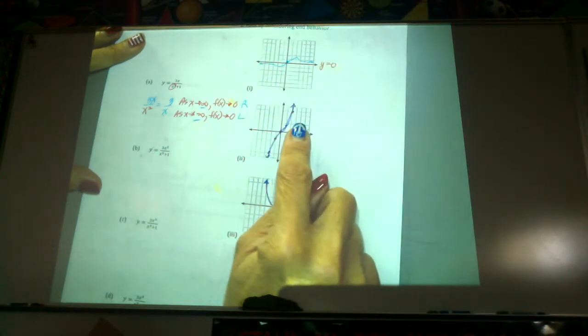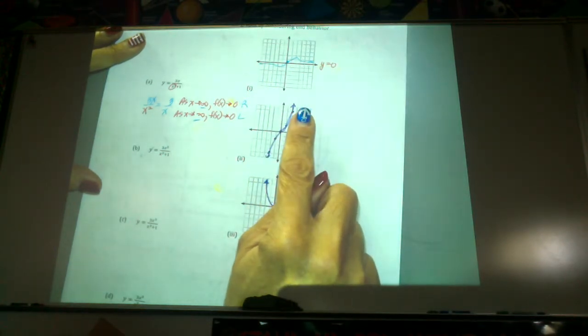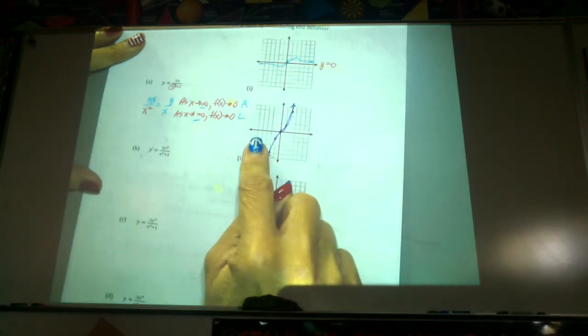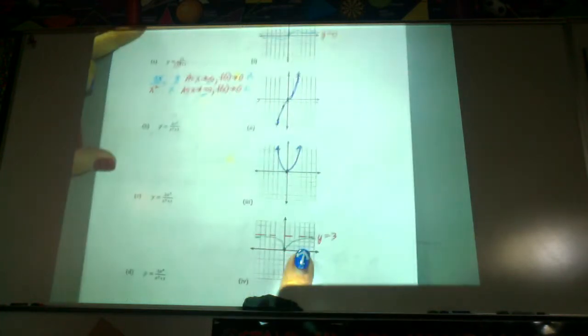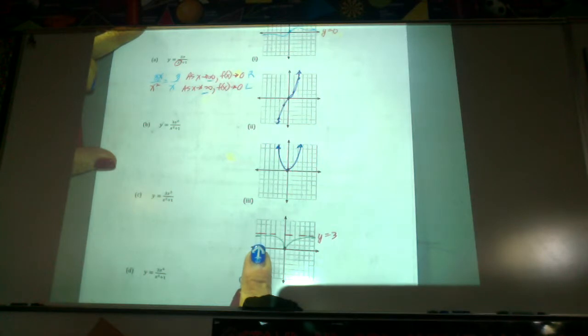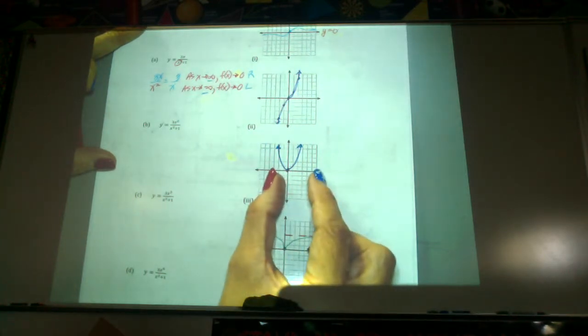This one approaches positive infinity from the right. That's negative infinity from the left. So it can't be that one. This one's approaching 3 from left and right, and that one's approaching positive infinity, both left and right.